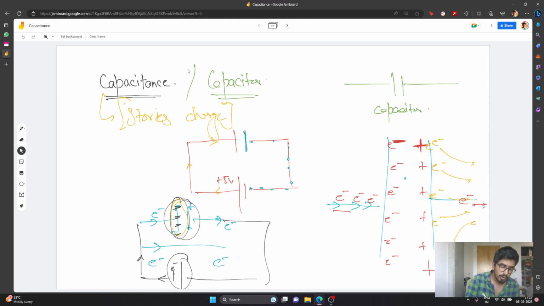But an important point to note is if there is plus q charge here at the end, and there is minus q charge here, right? So on the whole, if you consider the capacitor as a whole, it is still neutral, but you still have charge separation, right? That is where it is storing charge.